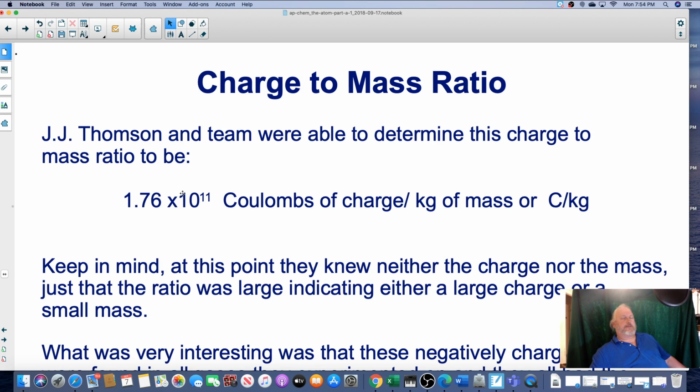So, J.J. Thomson, some of you guys might remember him, and his team were able to determine this charge to mass ratio. And this is what it is. It's 1.76 times 10 to the 11th coulombs of charge. That's a lot of charge per kilogram of mass, or C over kg. Now, at this time, they didn't know what the charge was. They didn't know what the mass was. They just knew that the ratio was pretty large. So either it had a very large charge, a very small mass, or both.